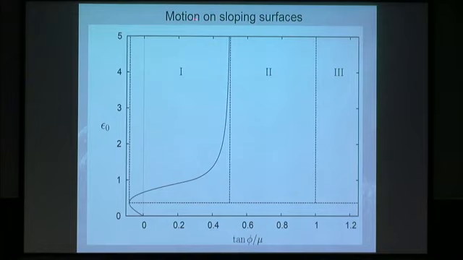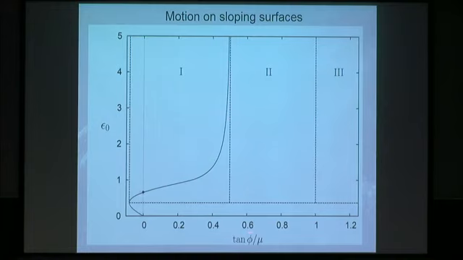Motions on sloping surfaces. The important parameter is tangent of phi divided by the coefficient of friction mu. And if you plot epsilon 0 versus that, you find three interesting regions here. But here is the all-important curve for the solutions of epsilon 0, simultaneous spinning, sliding and spinning, stopping at the same time as a function of this, up to 0.5.